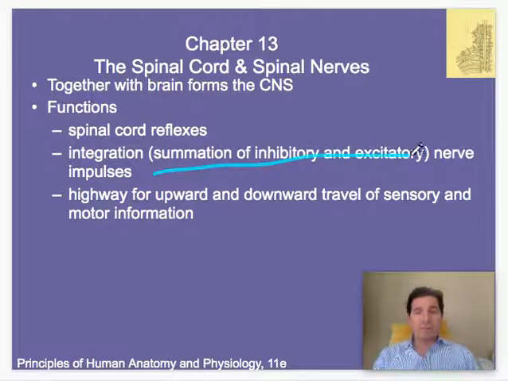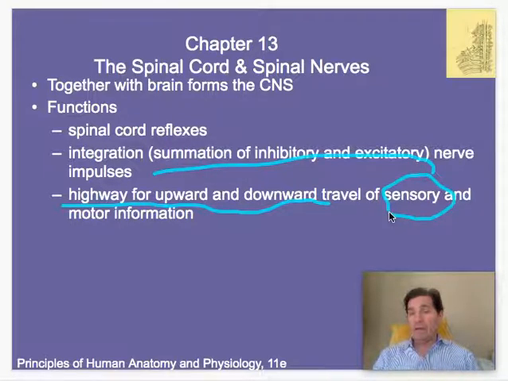And it's that summary of all those nerve impulses. We also have the tracts, and the tracts are essentially what may be referred to as the highways of the upward or the downward. And you might remember that the upward was the sensory tracts, and the downward are the motor tracts. And we actually have the spinal reflexes also.